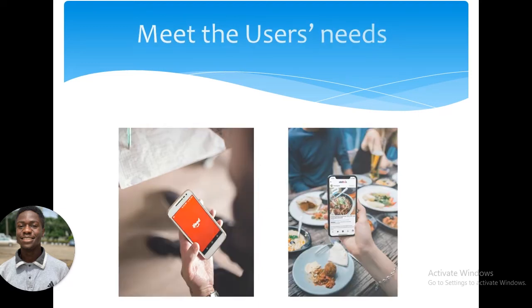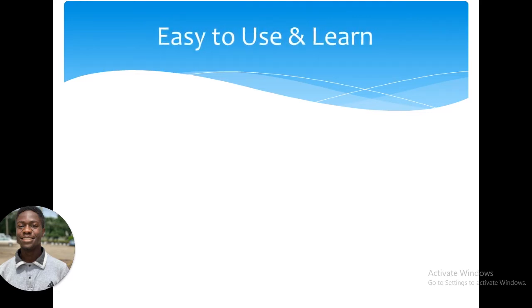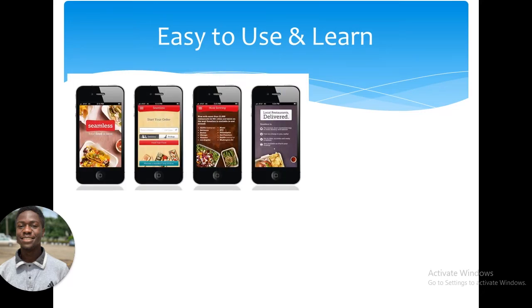Simple as that. The next one is your application has to be easy to use and easy to learn. Easy to use and easy to learn in what case? In our example, we're talking about the food app here. First of all, your application must be easy to browse. Like you want to click on this, you know where this is. You want to search for a particular meal, you can see the magnifying glass icon, and then you can click on it and search.